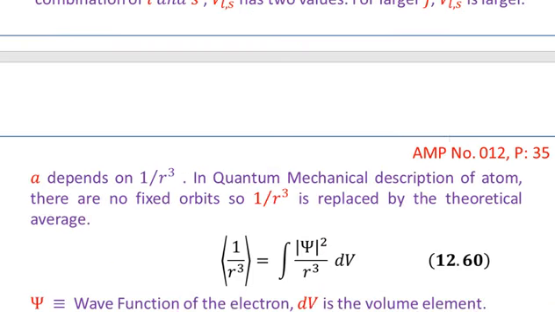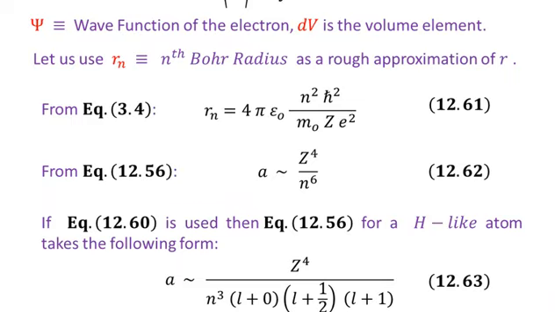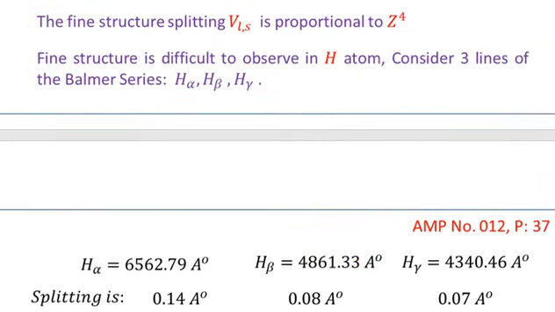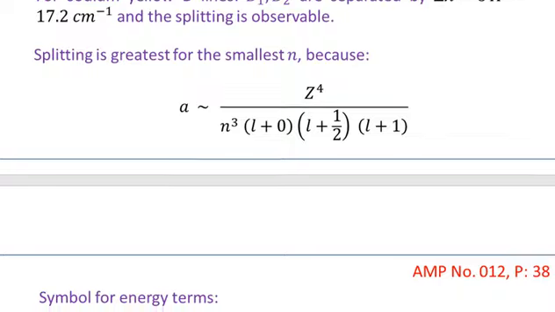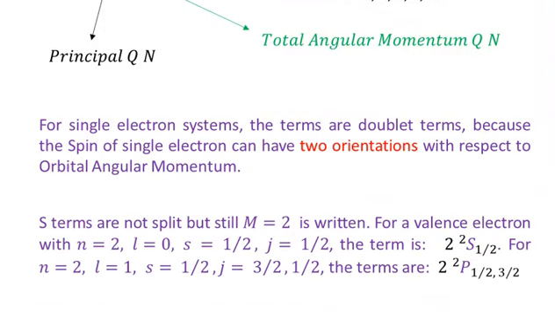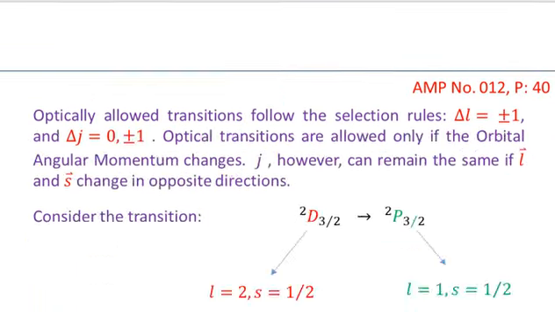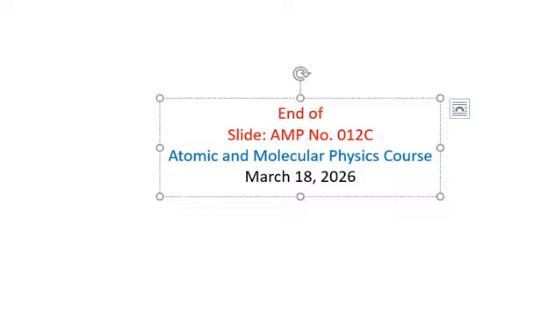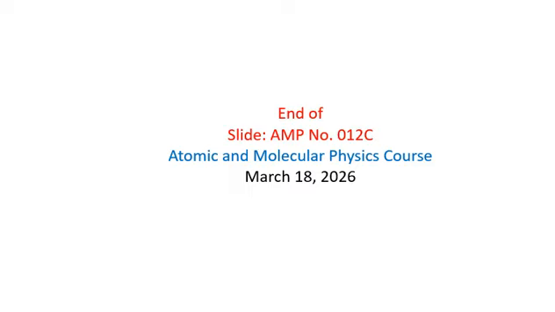So you see that this lecture is continued up to the next lecture. This lecture is not finished yet, but it is continued. As far as this lecture is concerned, this is the end of slide number 12C of the course on atomic and molecular physics. But this lecture is continued to the next one.